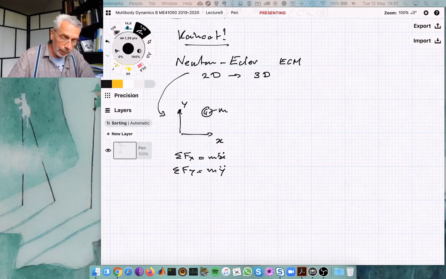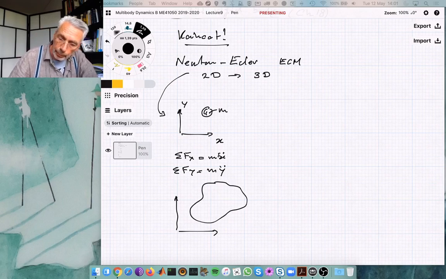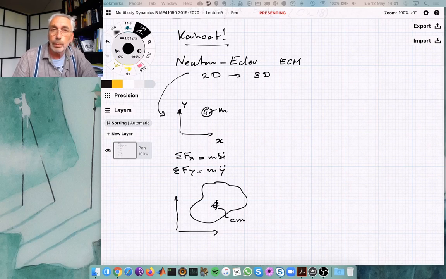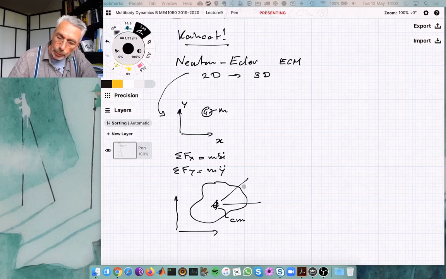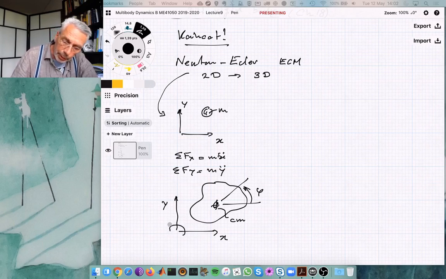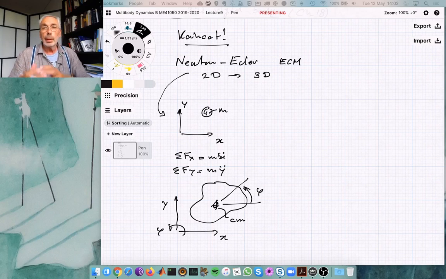Then the Euler part in 2D is suddenly about rigid bodies. So now instead of a point mass, we have to draw a potato. In the potato we have a center of mass, and we will come back to what that exactly is. Then on the potato is some marker line, which gives the orientation with respect to the horizontal line. So again x and y, but now suddenly we have this orientation, phi, because it's a body with an extension.